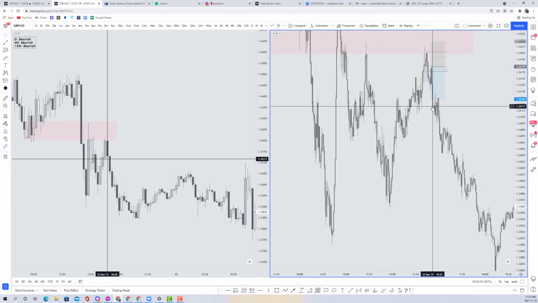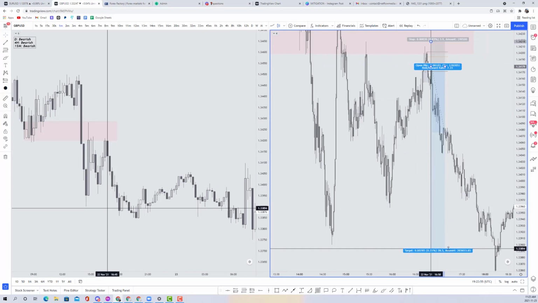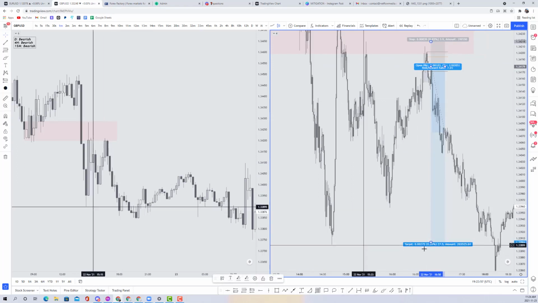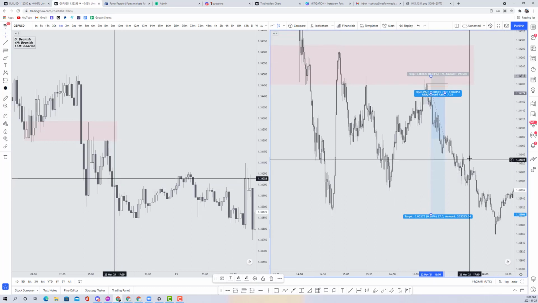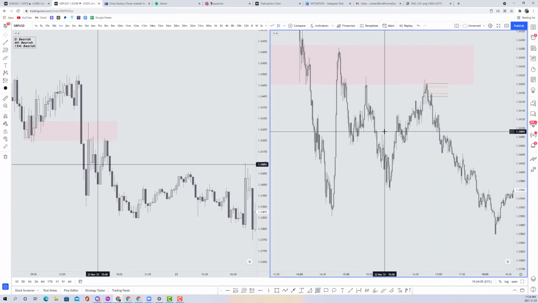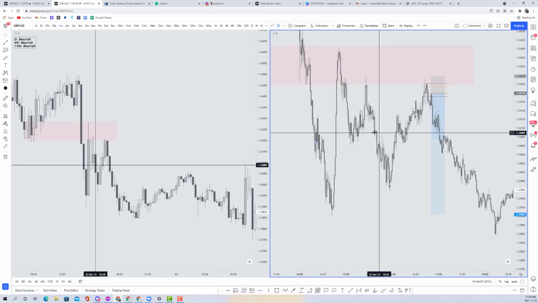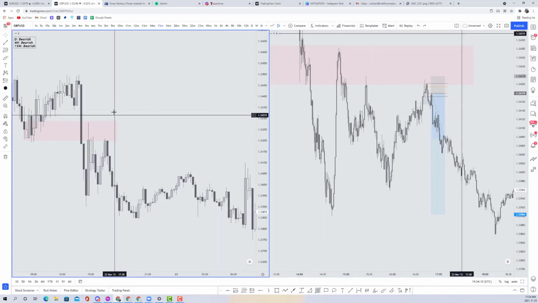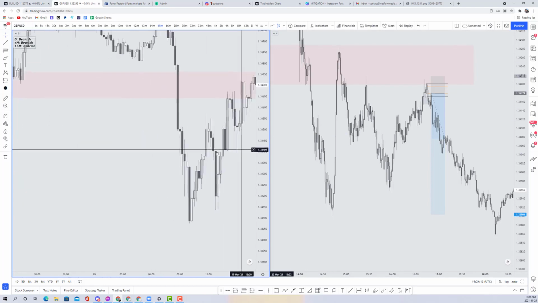And at a bare minimum, you could take this to run this low and take partials here, leave some on the table, or close it in full. Totally up to you. So that's breaker block scenario number 1. Let's go take a look at a couple more breaker blocks I marked out here.